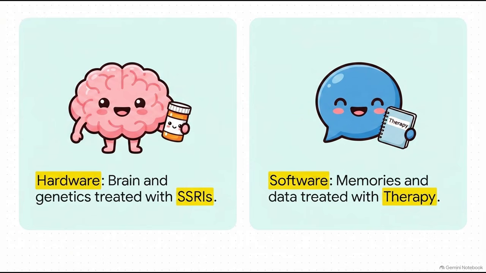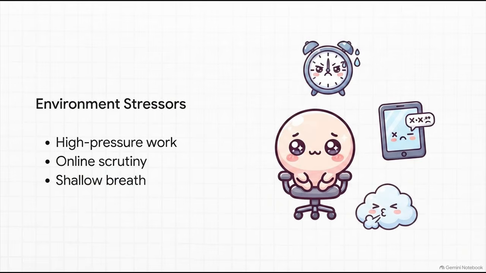But what about the software? Your memories, especially past traumas or, say, a history of being bullied, those act as corrupted data within your system. And you can't just medicate bad code. That software literally requires debugging. And we do that through therapies like cognitive behavioral therapy or psychoanalysis, which help you logically reorganize all that corrupted data. But here is the catch.